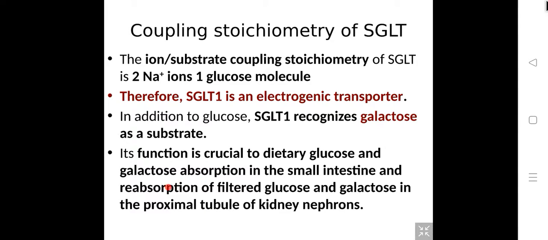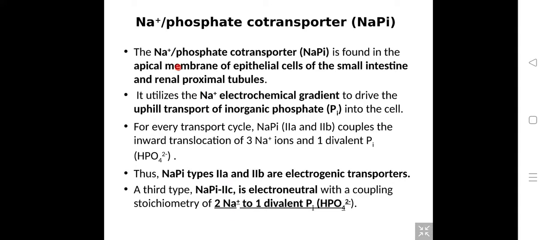It's really important for glucose and galactose absorption in the small intestine and reabsorption of filtered glucose and galactose in the proximal tubule of kidney nephrons. So this is a live example of how transporters, sodium-ion substrate coupling, is really important for the physiology of glucose and galactose absorption and also filtration in kidney nephrons. So this is a good example.